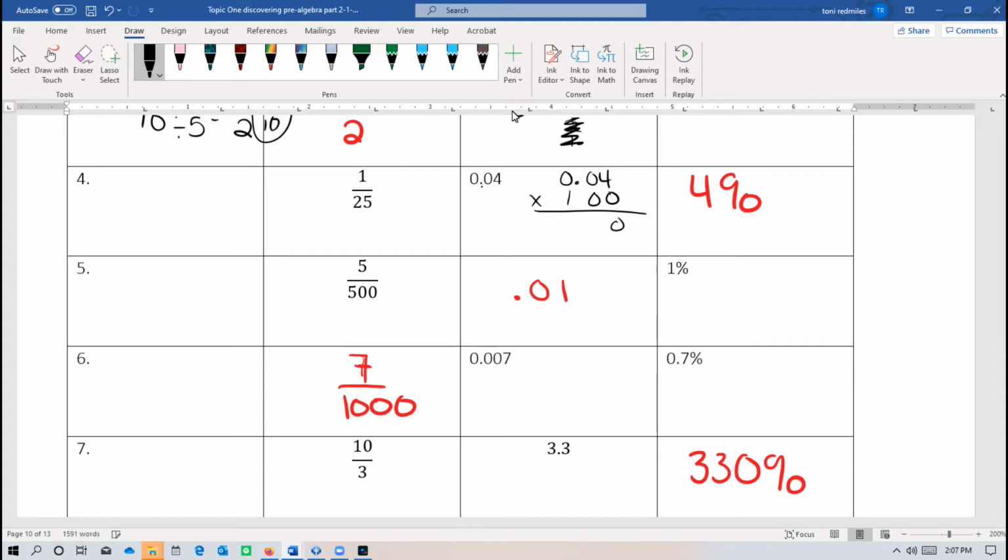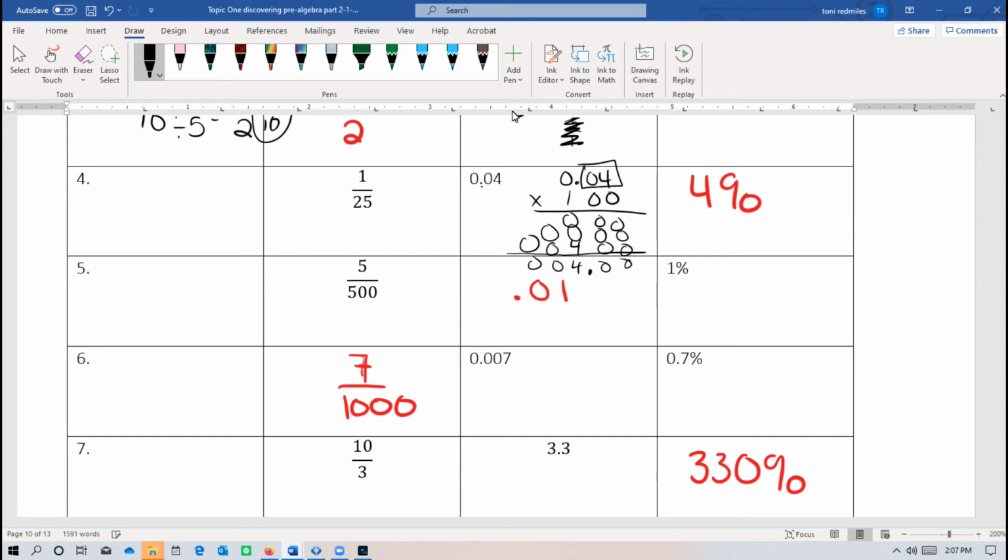So 0, 0, 0, next line underneath 0, 0, 0, and then 4, 0, 0. I'm going to put my placeholders in. All right, so the number comes out as 0, 0, 4, 0, 0. I need 2 decimal places. So it comes out as just 4%, which is what I got.